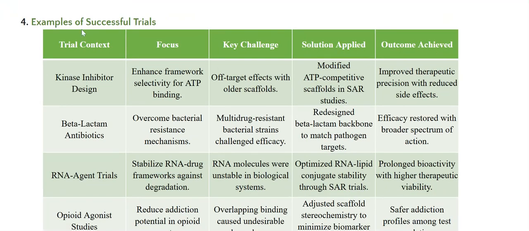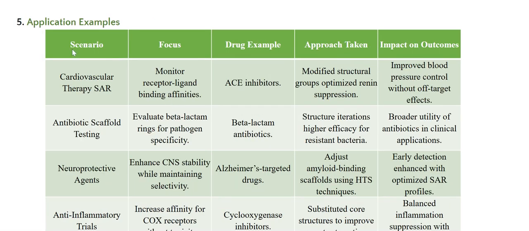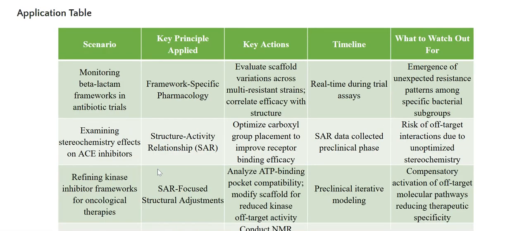Here we have a table on examples of successful trials: trial context, focus, key challenge, solution applied, outcome achieved. For trial context, we have kinase inhibitor design, beta-lactam antibiotics, RNA agent trials, opioid agonist studies, Alzheimer's therapies. Application examples: scenario focus, drug examples, approach taken, and impact on outcomes. As scenarios here, we have cardiovascular therapy, SAR, antibiotic scaffold testing, neuroprotective agents, anti-inflammatory trials, rare oncology treatments.